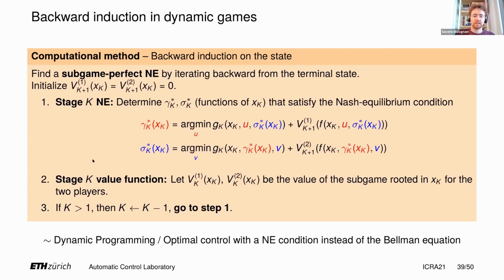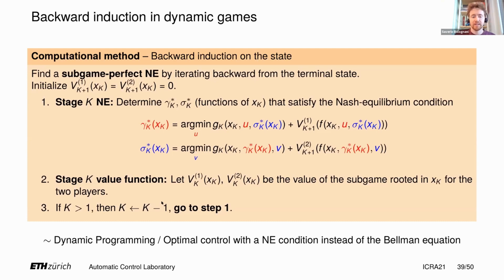And now once you do that, imagine you can solve this one. Then you have the two values now for capital K and not K plus 1 anymore. These are the values of the subgames rooted in xk. And then if the tree is still not a one-stage game, you prune the last stage and you go back to step 1 and you continue.